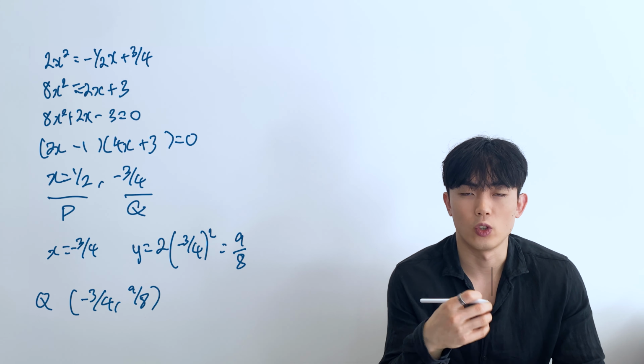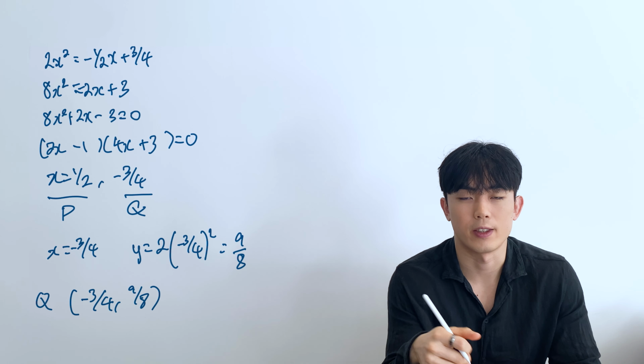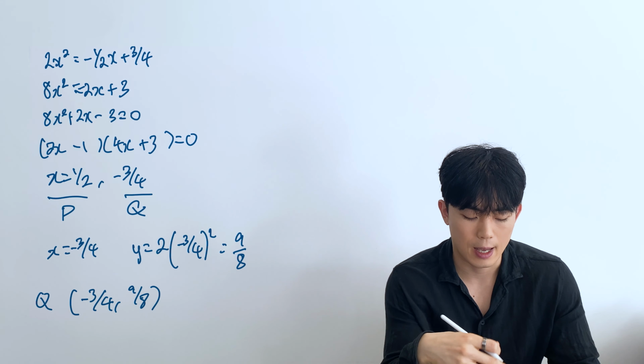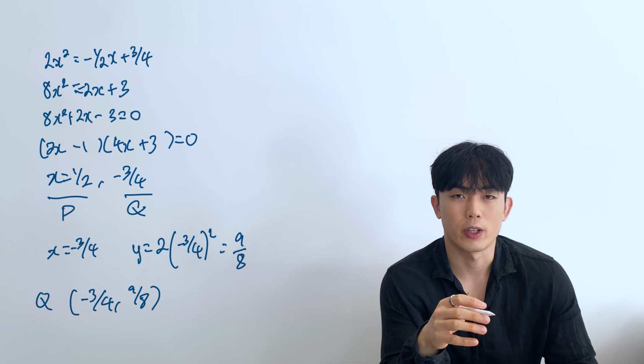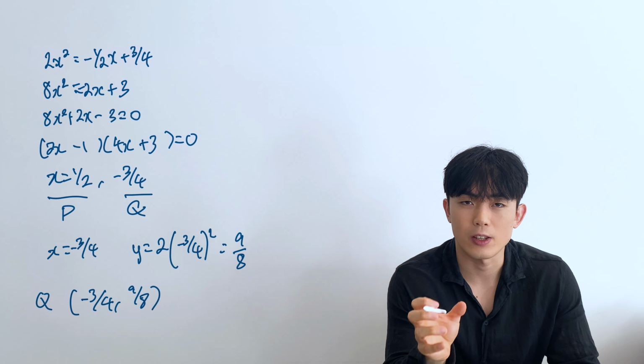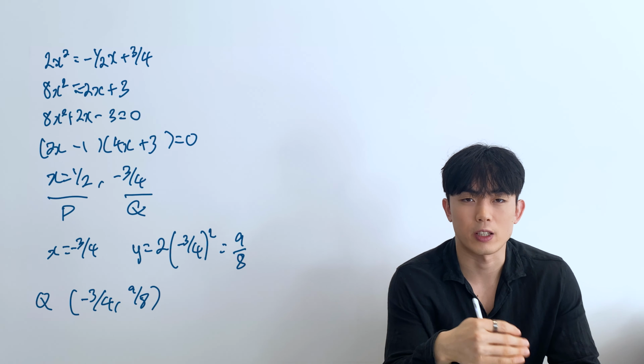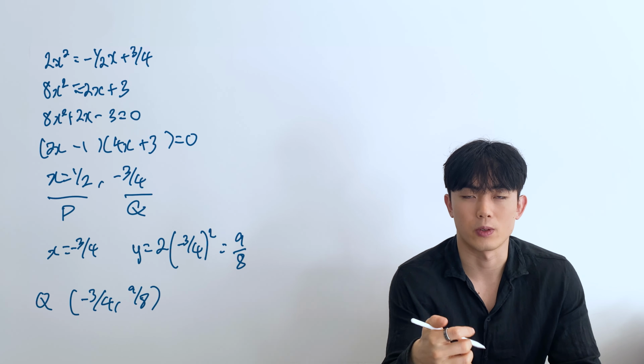So that's how we find the normal equation to then find the intersection point between the normal equation and the curve. So as long as you remember the derivative will give you the gradient of the tangent, and then how to find the normal gradient from there, then you can find all these different types of straight line graphs.